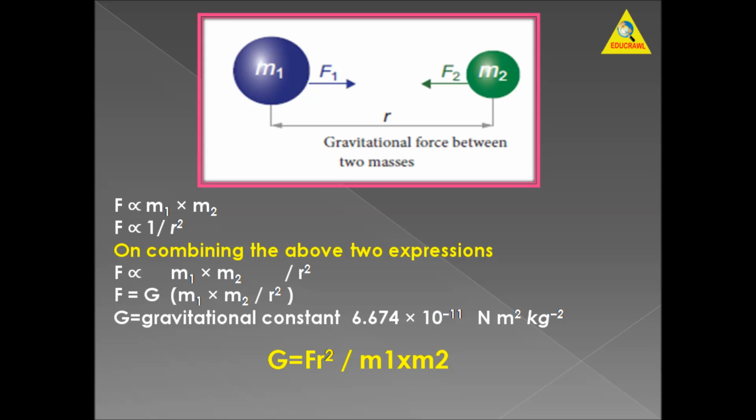Now we can rewrite the above equation for force for G and we can get an expression for G also. That is G is equal to F r square divided by m1 m2. From this expression only we have got the unit of G. For F it is Newton, for r square it is meter square and for m1 m2 it is kg squared. Since m1 m2 are in the denominator, the unit kg is raised to the power minus 2. Hence the unit came.